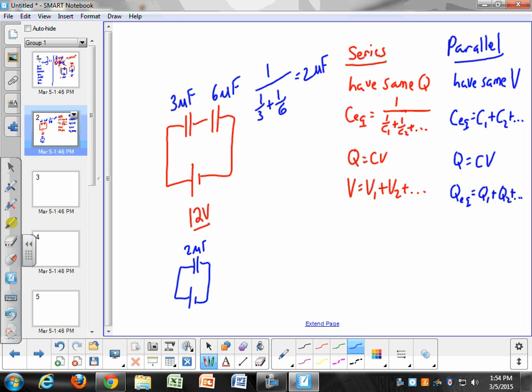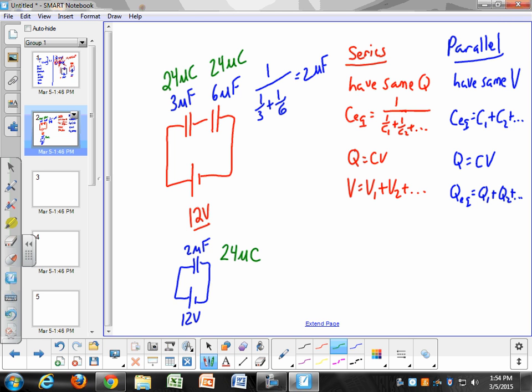So 2 microfarads, 12 volts. That means that I have a charge equal to 24 microcoulombs on that. That means I have 24 microcoulombs here and 24 microcoulombs here, because capacitors in series have the same charge. So I'm going to have the same charge on each of those capacitors. And now that I have the charge and the capacitance, I can find the voltage.